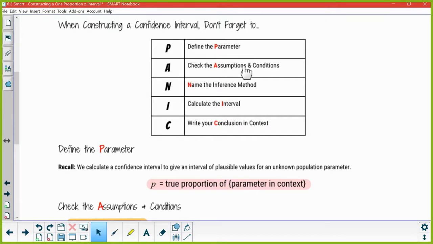A is check the assumptions and conditions. You should be very comfortable with this. We've done this since sampling distributions. Same conditions are going to apply. Nothing from that is going to change. N is name the inference method. And with what we're doing today, it's going to be the same thing across the board. I is calculate the interval. And C, write your conclusion in context, which we also have done in the previous lesson. We talked about how to interpret a confidence interval.